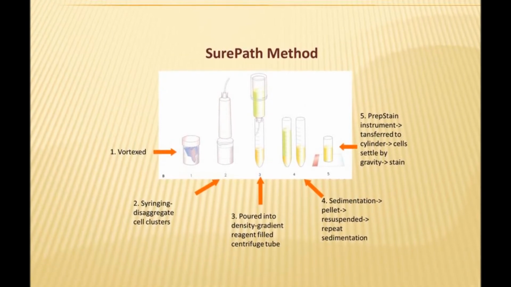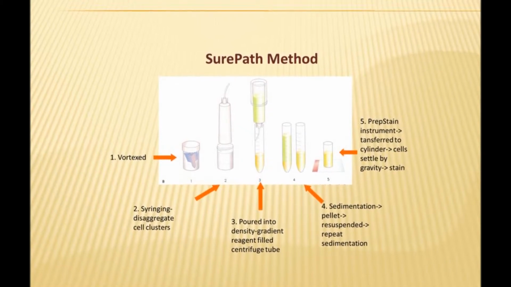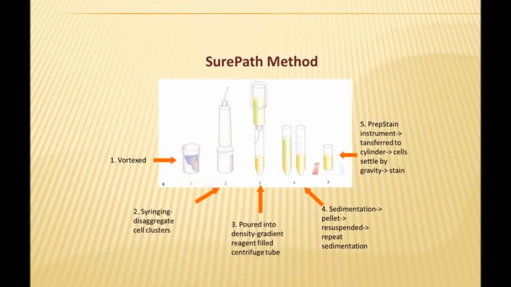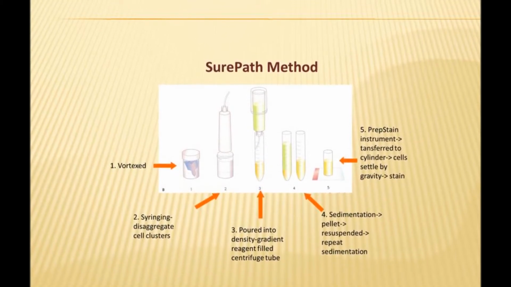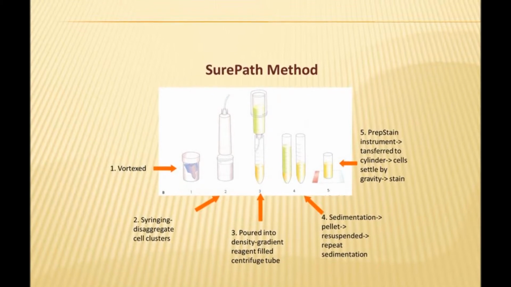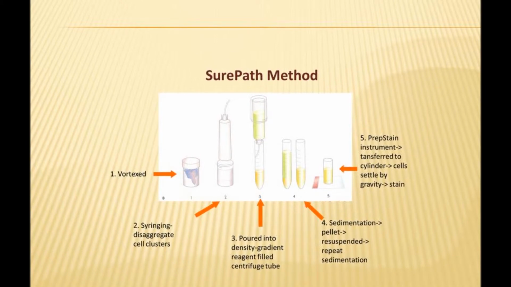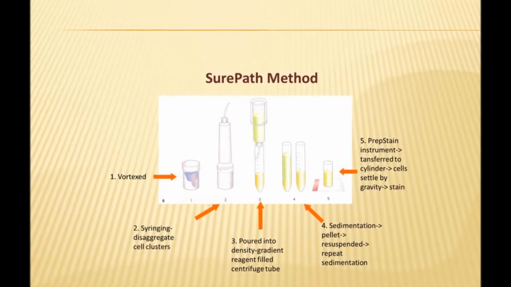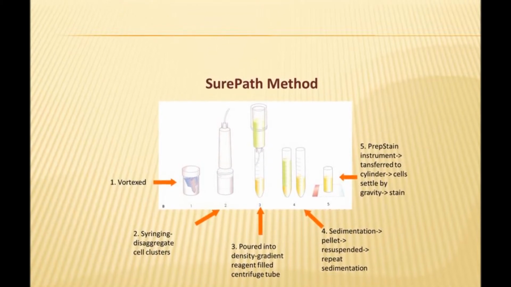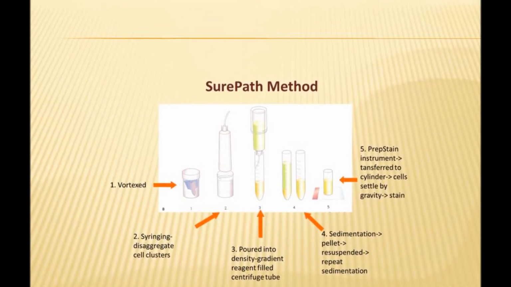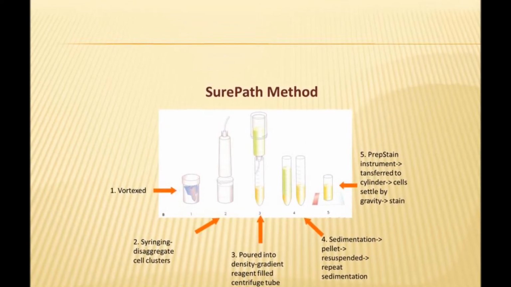Now we're going to talk about the SurePath method. The SurePath method has a few stages. It is a manual method where we have to pour a density gradient reagent into a filled centrifuge tube, and keep letting sedimentation happen to the sample. We have to do this repeatedly and throw away the sediment.